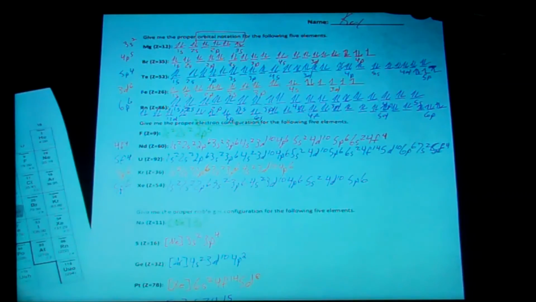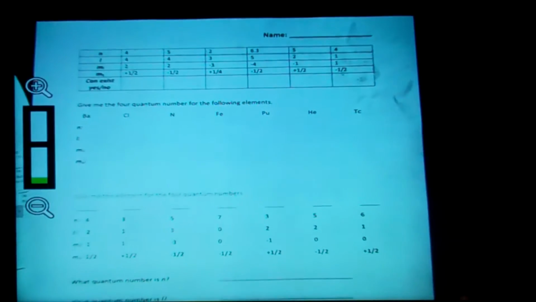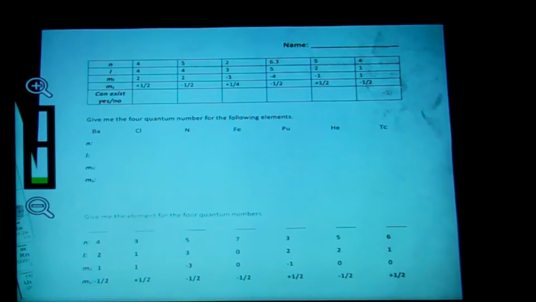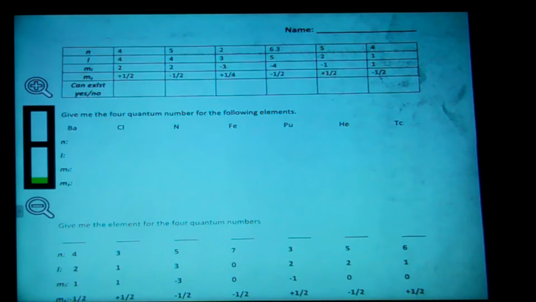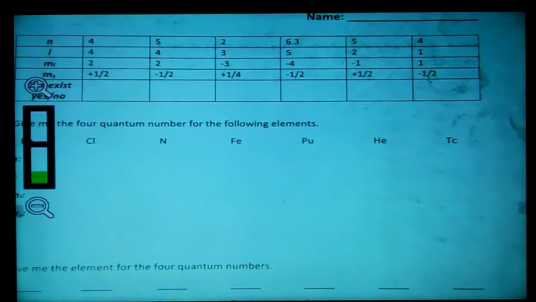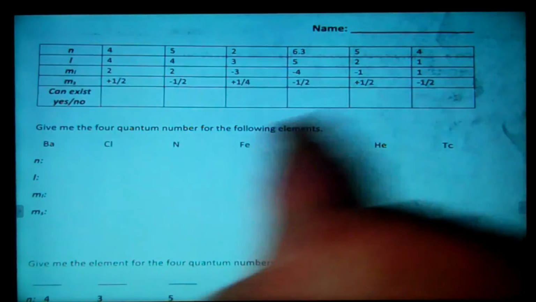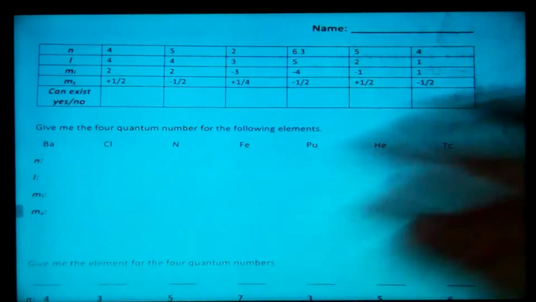So on the other side, I want to flip over now and work here on these. This side deals with the quantum numbers. So first thing I want to deal with is this one up here at the top. I want to know, can this set of quantum numbers exist? Yes or no?